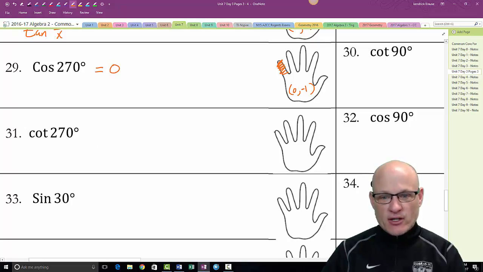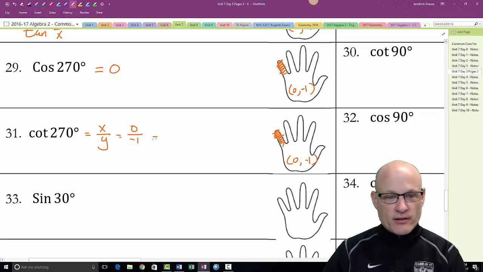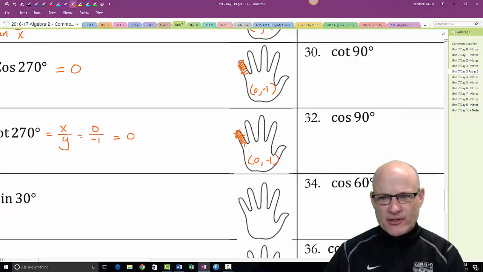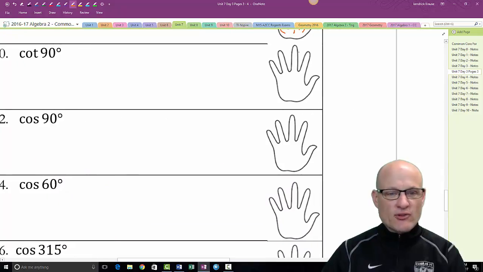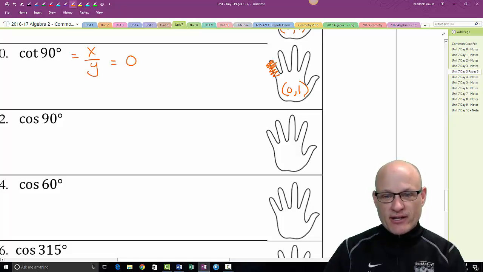Cotangent of 270. Well, again, we just talked about 270 has got a reference angle of 90 degrees. We know it's 0, -1 now. Cotangent is x over y. 0 over -1. 0. We'll come back to sine of 30. Let's finish these quadrantal angles. 90 degrees. 0 on the left, 1 on the right. Cotangent is x over y, so this is just 0. Cosine of 90. Wow, I got 90 right here, so I might as well just use this one. It's the x value, 0.